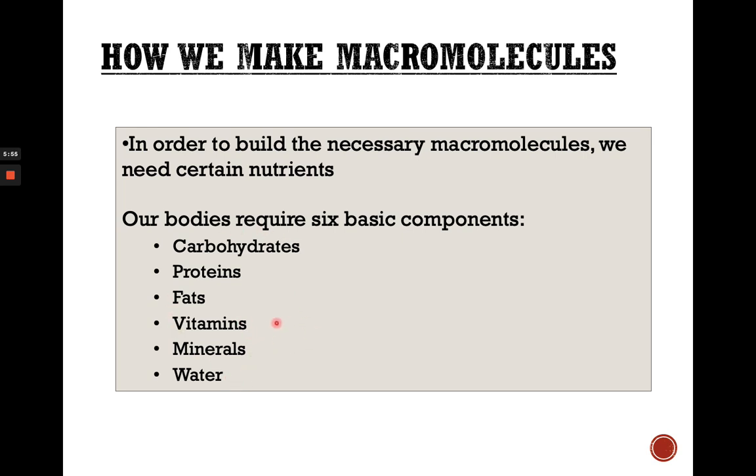So notice nucleic acids aren't there. Of course we need them. If we didn't have nucleic acids or DNA, we wouldn't exist in the first place. But again, for this unit on nutrition, our DNA is not part of the food we eat. We don't eat food in order to obtain nucleic acids or DNA. So this is why we're not including it in this part of the unit. So just some background on that.